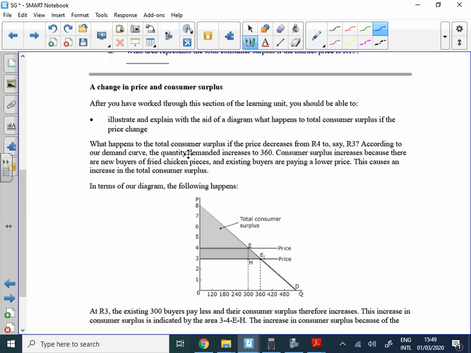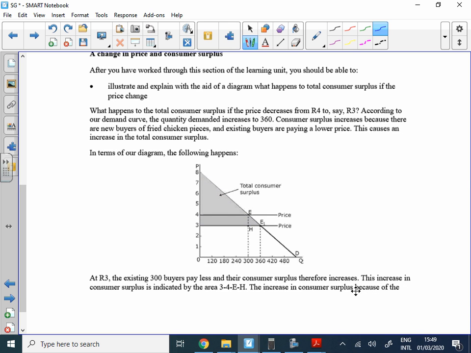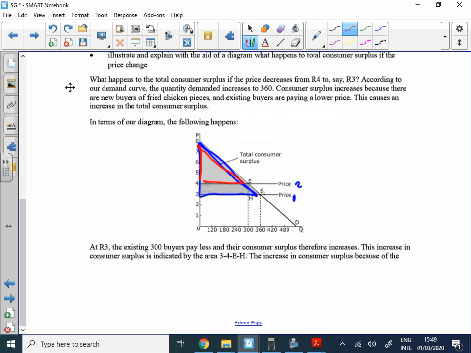A change in price and consumer surplus. What is going to happen if the price increases? Then your surplus will decrease. Your consumer surplus is going to decrease. Because if you look at this diagram, initially if this was price 1 and then this is price 2, this whole area used to be this one. But now because of that price, it's only going to be this one because you're paying more than what you did before.